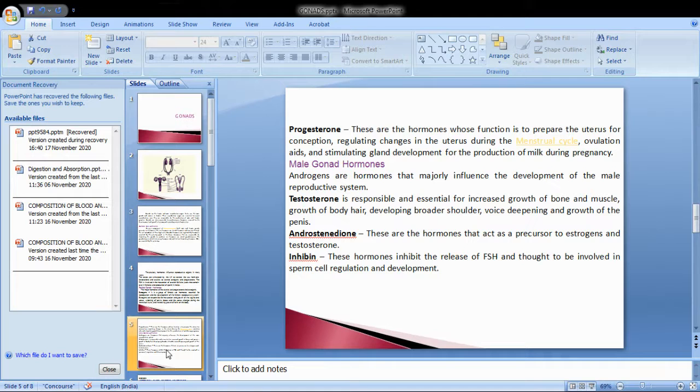involved in sperm cell regulation and development. Inhibin inhibits the release of follicle stimulating hormone in males, and is thought to be involved in sperm cell regulation and development.